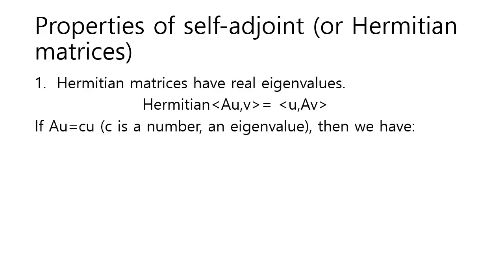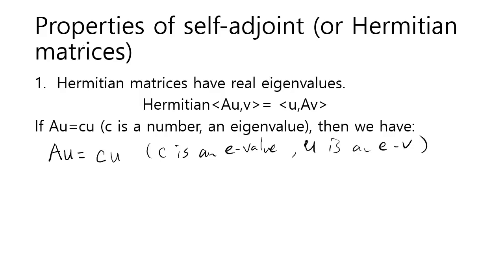All right, let's move on. Suppose U is an eigenvector of A. This means that A times U is the same as multiplying some constant C times U. Okay, this is the definition of C being an eigenvalue and U being an eigenvector. If this is true, then we want to show that C is a real number. Now, how do we do that?